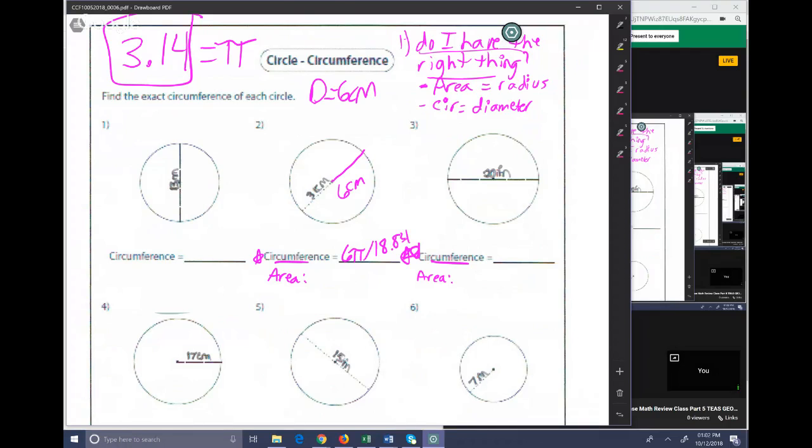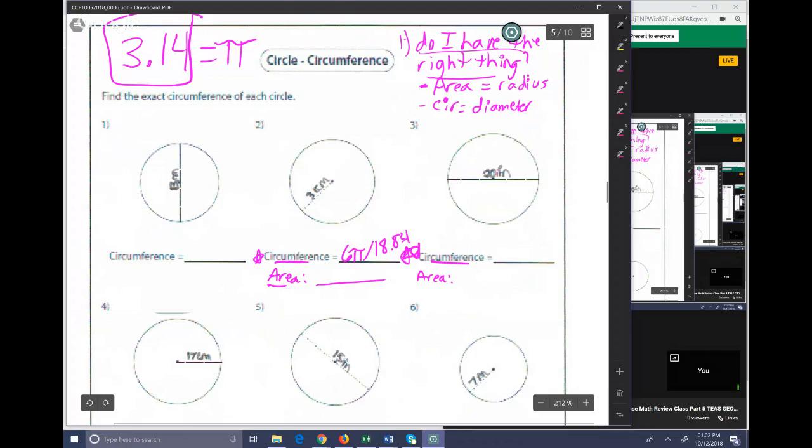Now, when I go to do area, my question, do I have the right piece of info, is answered yes, because I'm going to get rid of the diameter that I was using before and go back to what they gave me. So for an area, I do want a radius. This is a radius. So 3 is the radius, and then we want that squared. So 3 times 3 is 9. So you could have 9 pi for this answer, or they could multiply by the 3.14, and that would give us 28.26.